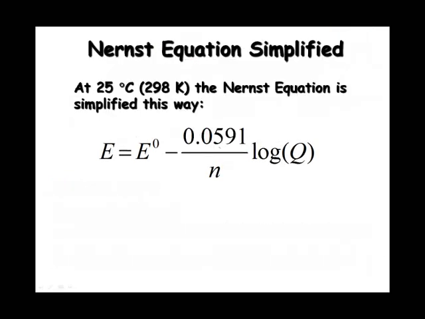And if we do that, we get 0.0591 over n, where n is the number of electrons being exchanged, times the log of Q. Now, if you remember from equilibrium, Q has the same equation as K, but Q is for when things are not at equilibrium. So if you remember, Q is the product concentrations raised to their coefficients over the reactant concentrations raised to their coefficients.